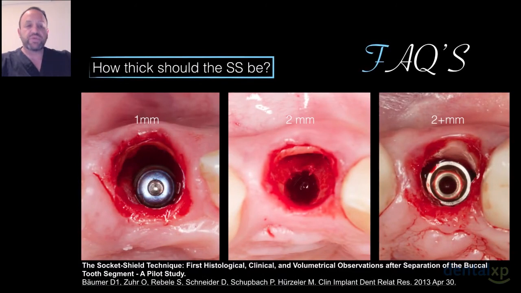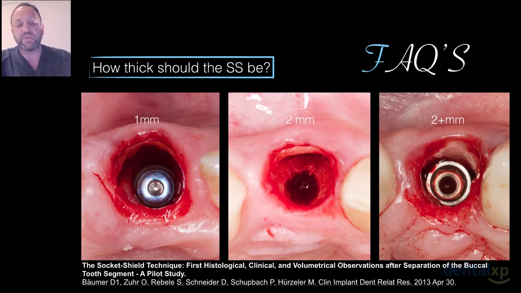The last question that we're going to deal with is how thick should the socket shield be, and this again has not been dealt with in any of the studies. Basically, I've done some things over the last few years, and on the left hand side you can see the 1 millimeter that we left, the 2 millimeter in the middle, and the 2 plus, which is generally around 3 millimeters on the right hand side.